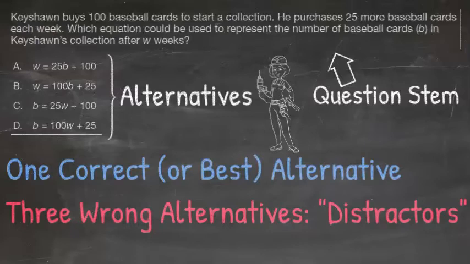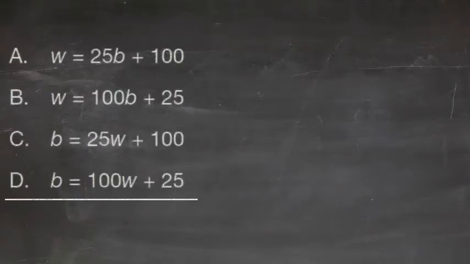We can learn a lot by just studying the alternatives. We will look at the question stem later. Here are the four alternatives. Remember, we're not going to look at the question yet or worry about what it means. Let's just look at these four number sentences and see what we notice.